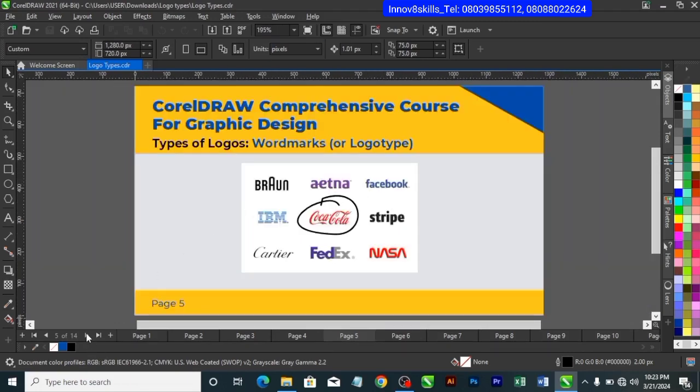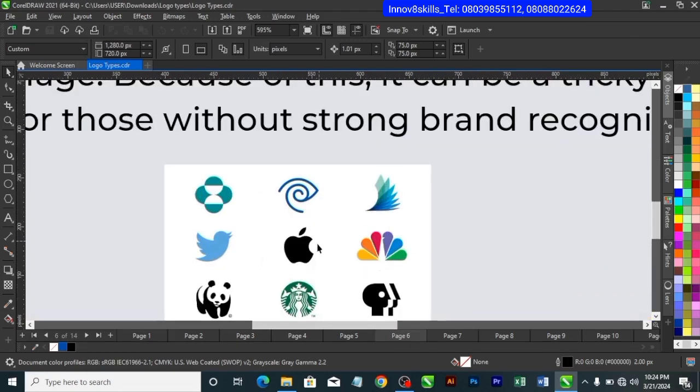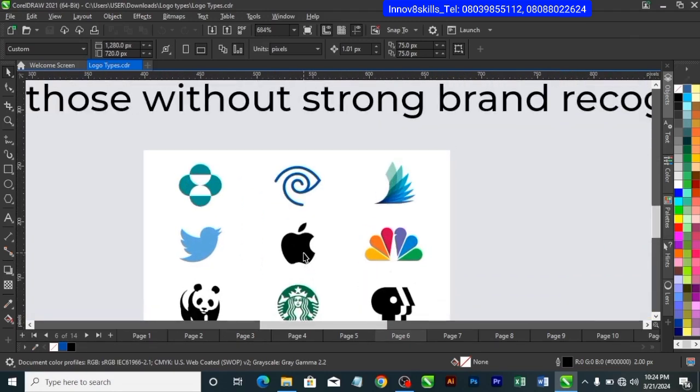So now we're moving to the next one, which is the pictorial mark. A pictorial mark is an icon or graphic-based logo, such as the Apple logo. This is actually an image representing your brand. This is very important for a strong brand, an already established brand, like the ones that are very popular. Once people see Apple like this with a bite, they will know that it is the Apple logo, like the former Twitter logo as well.